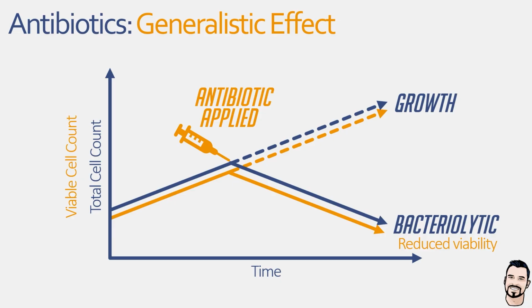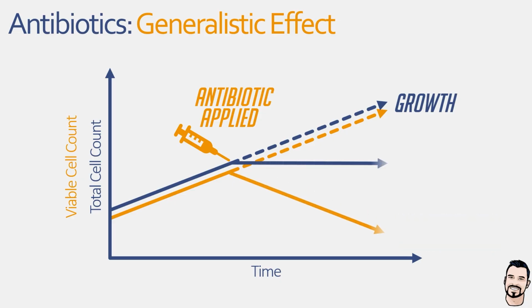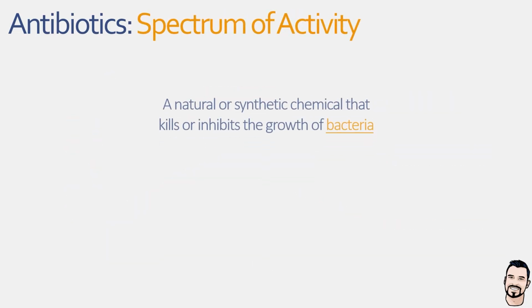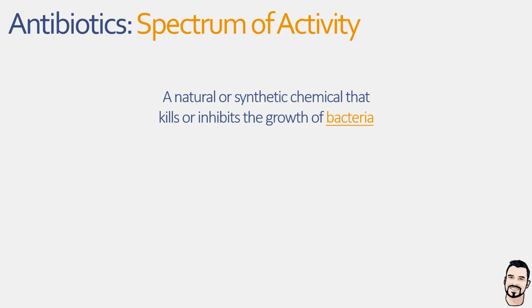And now we come to our final type. What happens if we were to use a bactericidal antibiotic? Well, in this case, the viable cell count drops over time as cells are killed, but the total cell count stays relatively steady because although the cells are dead, they're not being lysed, meaning their structures remain detectable. This separation between a falling viable cell count and a stable total cell count is the hallmark feature of bactericidal activity.